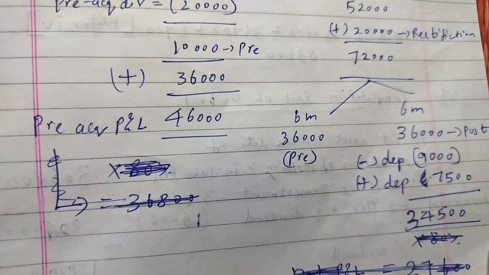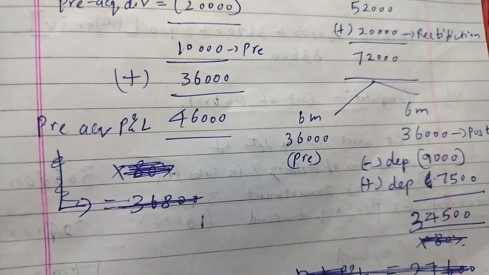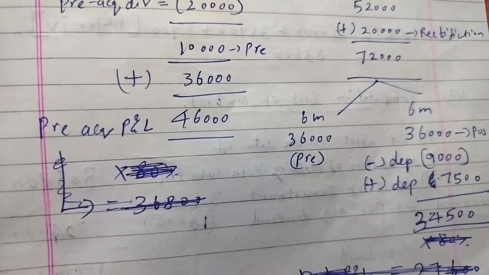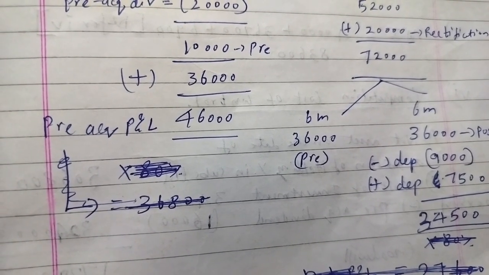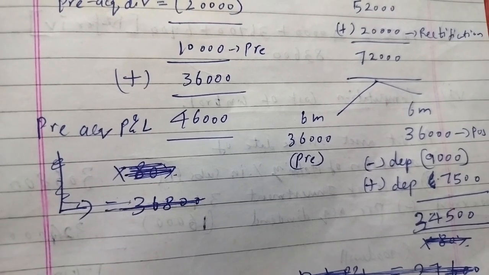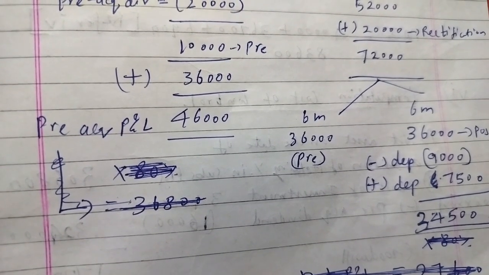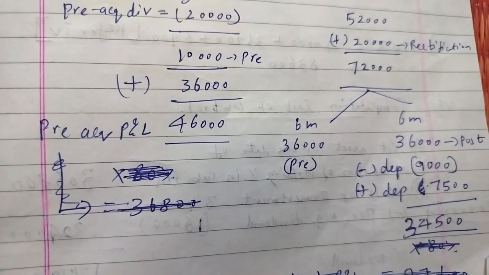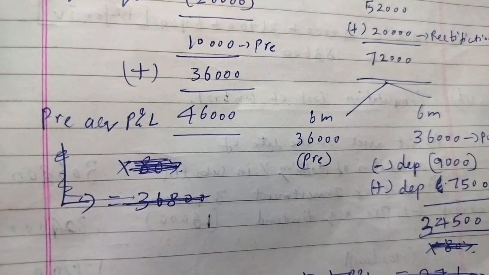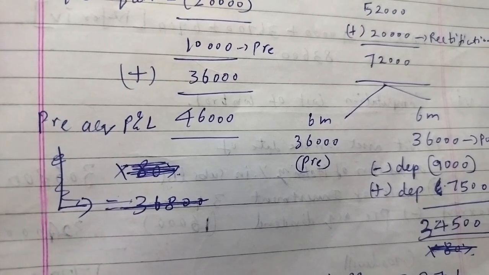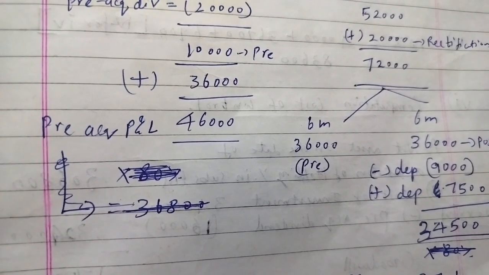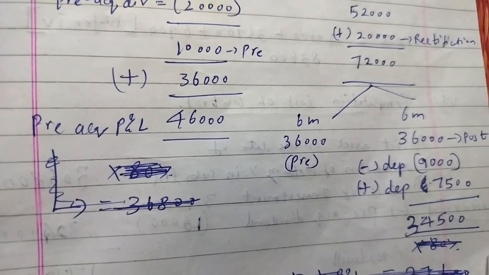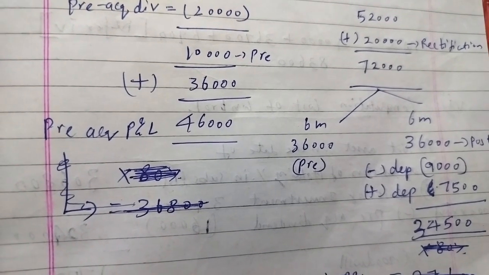72,000 P&L is for the whole year. So we split it into two, 6 months and 6 months. These 6 months are before acquisition, January to June. These 6 months are July to December, after acquisition. Before acquisition is pre, after acquisition is post. In post, we need to deduct the correct depreciation after revaluation, and we need to add back the wrong depreciation before revaluation. We would have already accounted for depreciation before revaluation. How much?